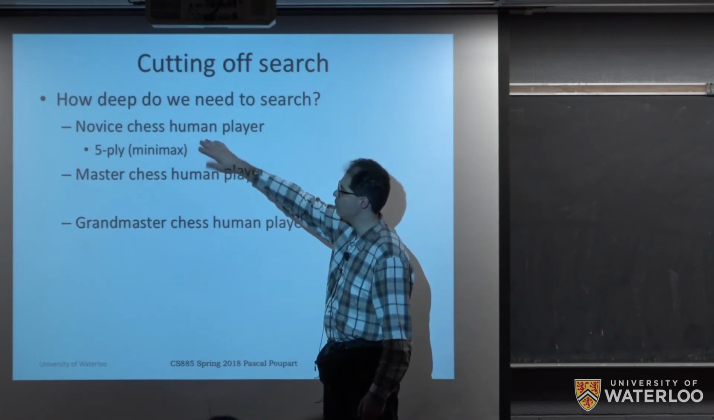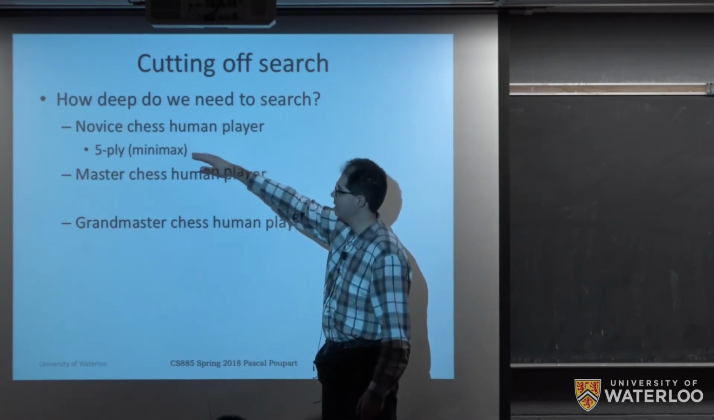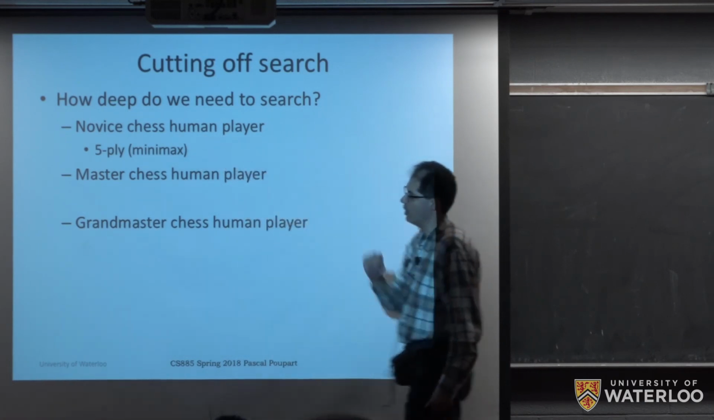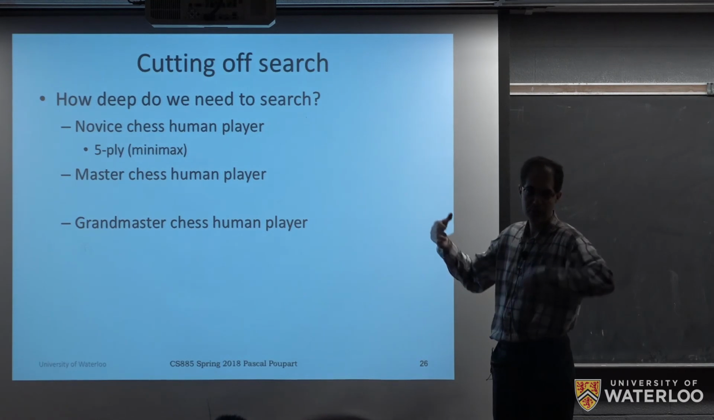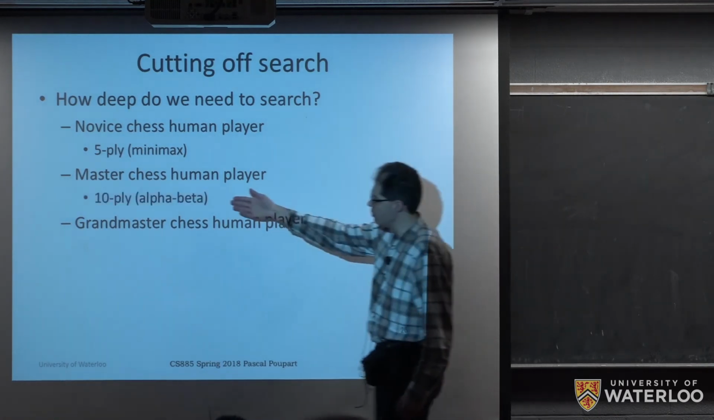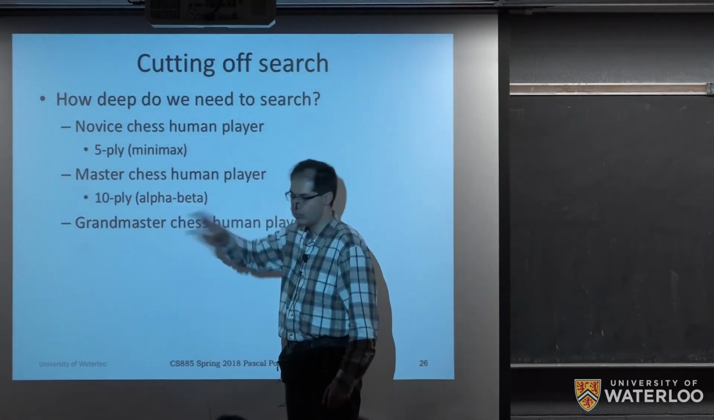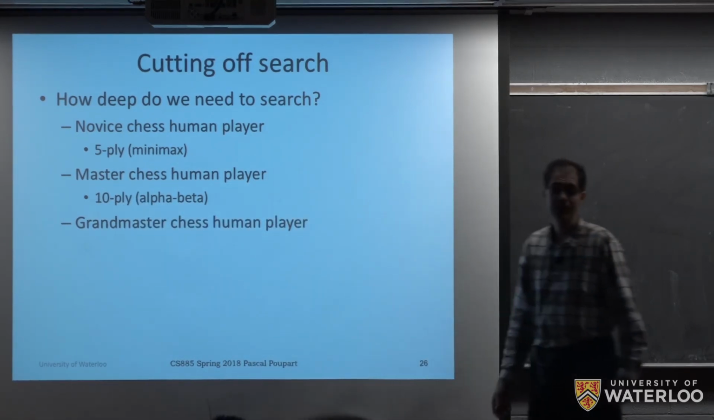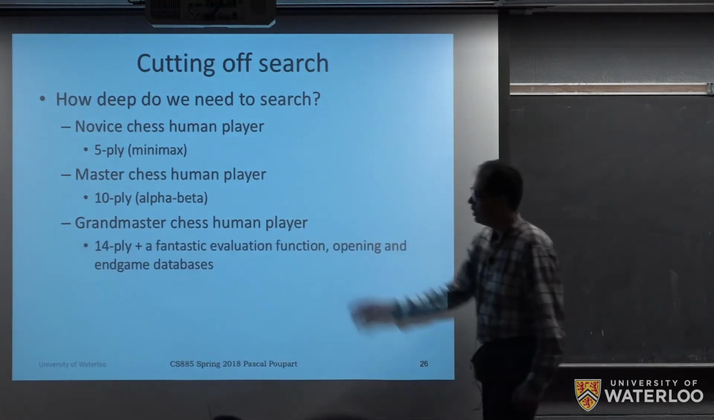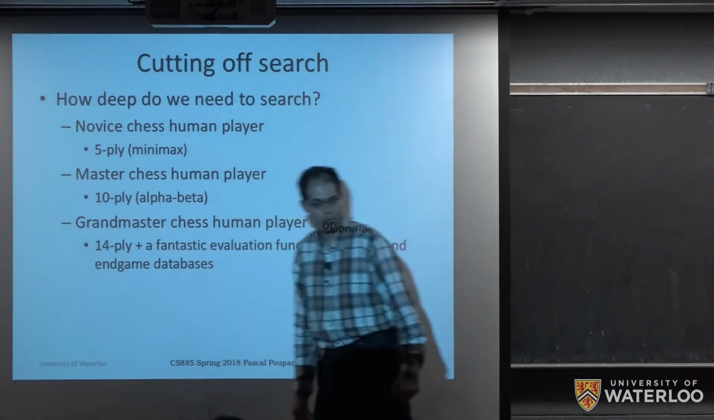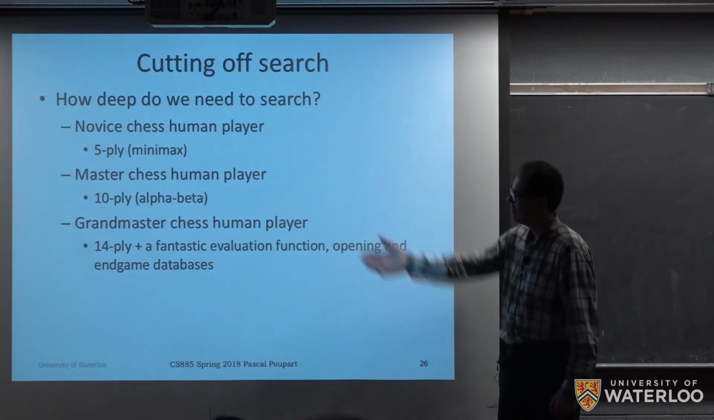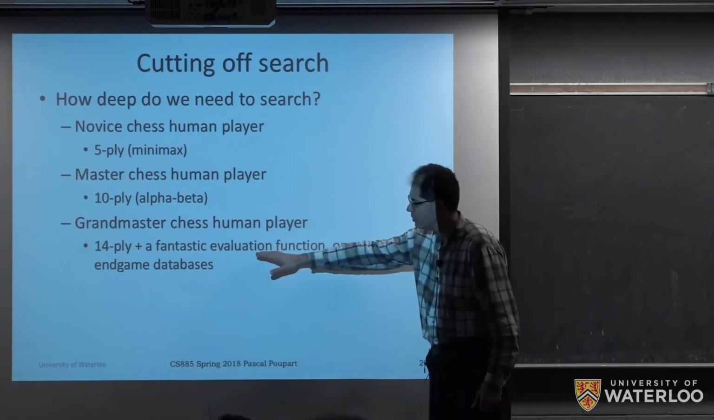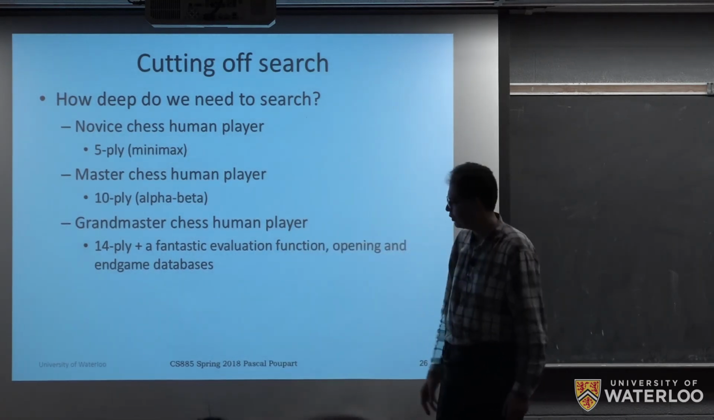This will get you a chess program that is, I guess, able to compete with some humans, but not very well. Now, if you want to play at the master level, then you can use alpha-beta pruning. This will allow you to go deeper, so perhaps to 10 ply. But this won't be enough to get to the grandmaster level. For this, you need to get down to 14 ply. And typically, because you don't want to go all the way down till the end of the game, you need to have a pretty good evaluation function.